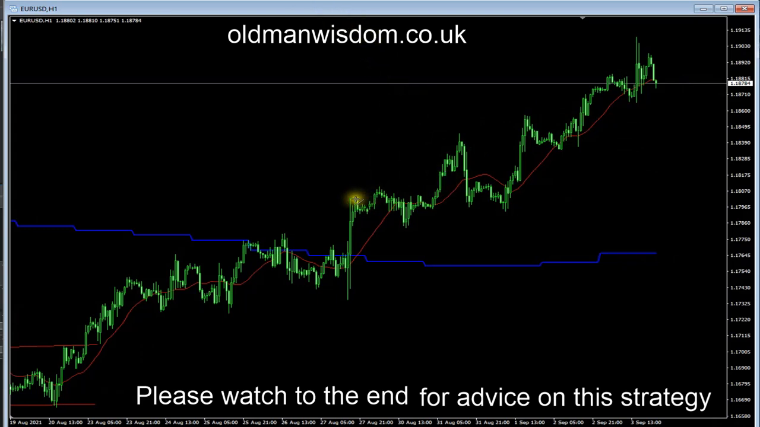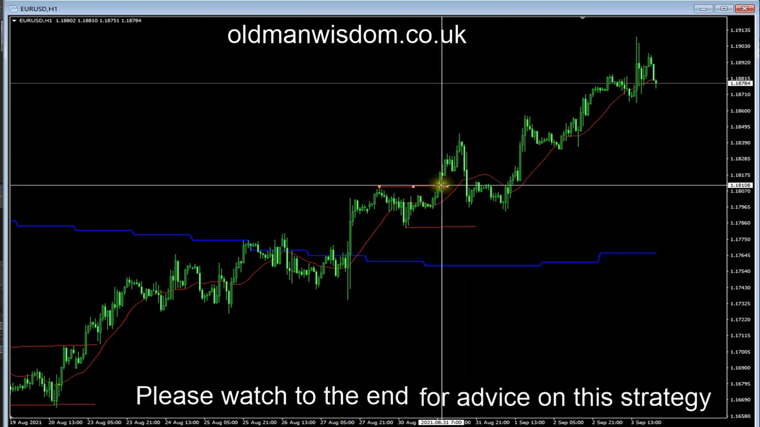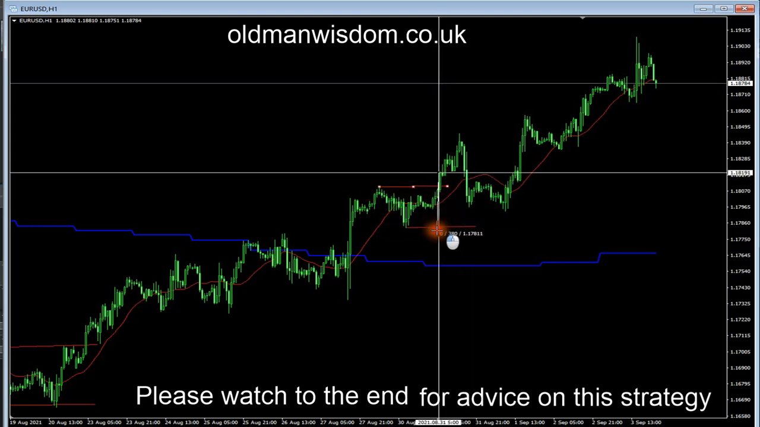And this is what I was on about. So price has gone up. Here's your top of your range. Here's your bottom. If it breaks the bottom, the trade is invalid. Of course, this does break through just here nicely.